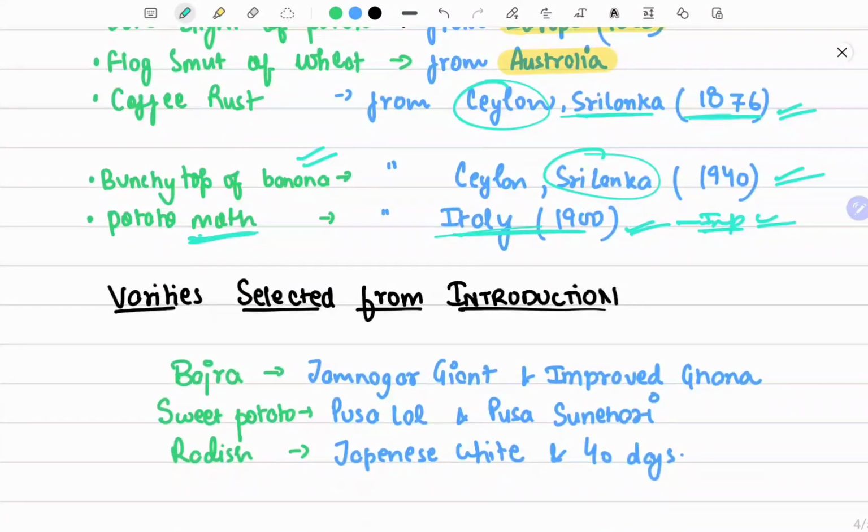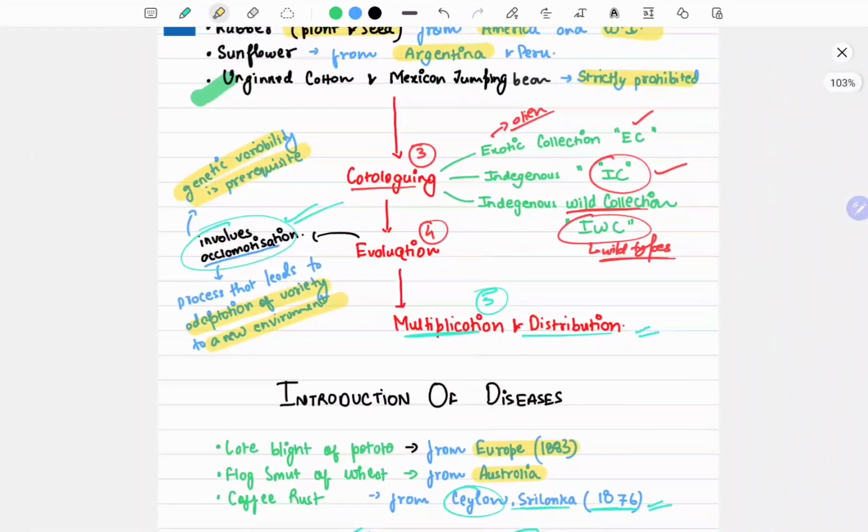Now, various varieties that are selected through introduction: Bajra, Jamnagar giant and improved Ghana; sweet potato, Pusa lal and Pusa sunheri; and radish, Japanese white and 40 days. Radish is white in color, so you can learn the example like that, Japanese white. Bajra is quite huge in size, a giant one, so you can learn it like Jamnagar giant. Sweet potato is red in color, so the name Pusa lal or sunheri can fit into it. So you can learn these things like this.